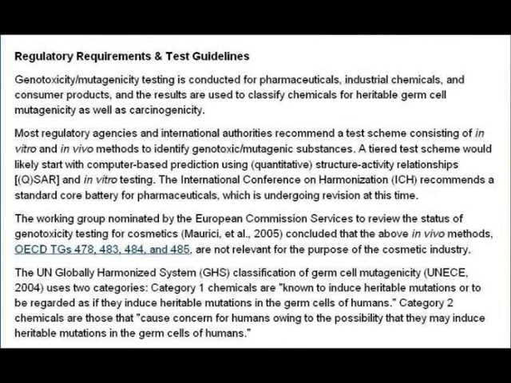The final paragraph reads, the UN Globally Harmonized System classification of germ cell mutagenicity uses two categories. Category 1 chemicals are known to induce heritable mutations or to be regarded as if they induce heritable mutations in the germ cells of humans. Category 2 chemicals are those that cause concern for humans owing to the possibility that they may induce heritable mutations in the germ cells of humans.